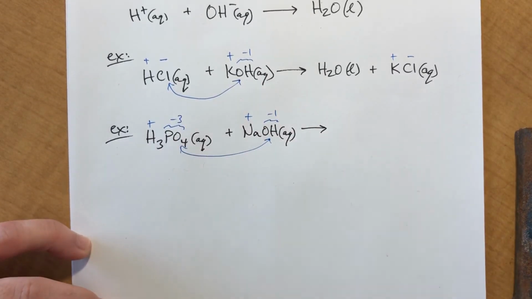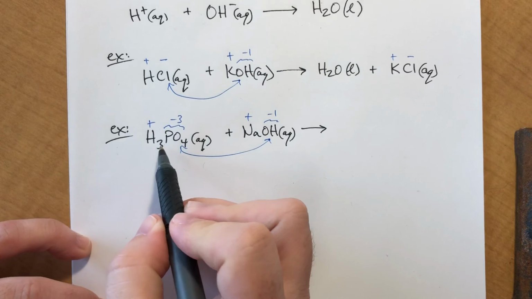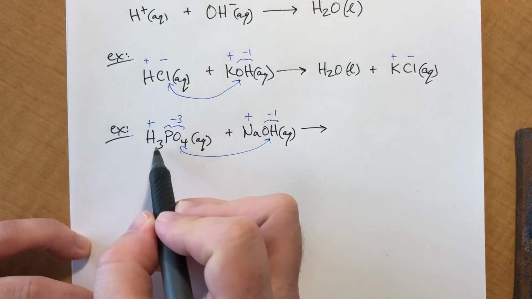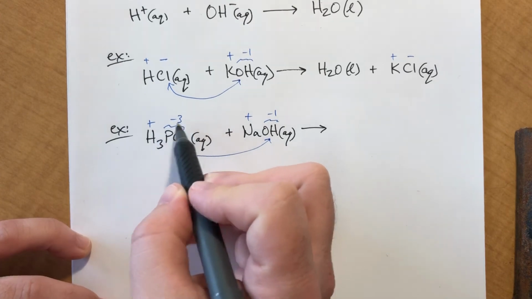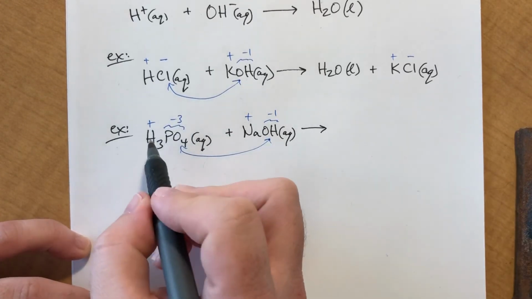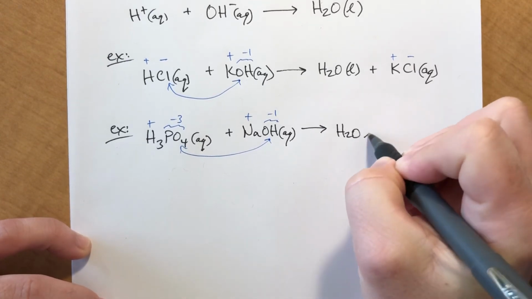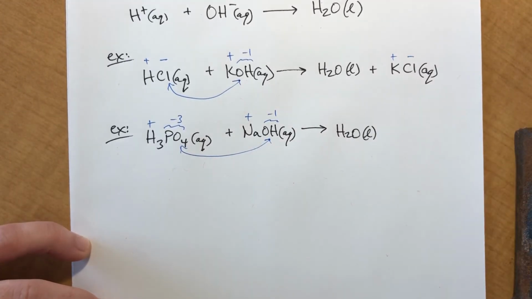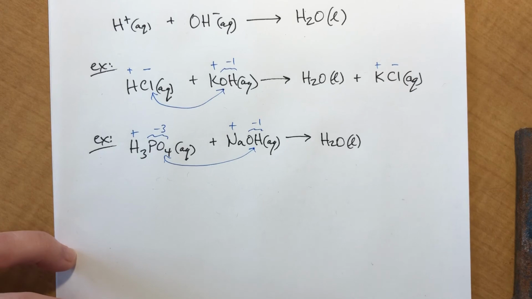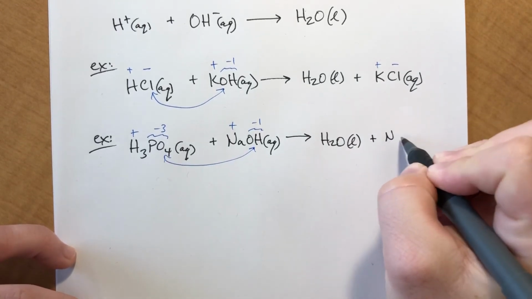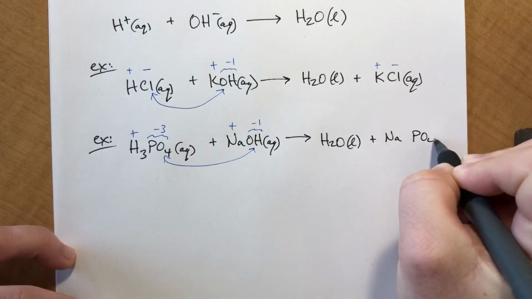H and OH make water. We bring over 1 of each. I am fully aware this is H3, but we only need to bring 1 over here. This 3 is here because it's connected to something that's -3. It may not be over here. So 1 H and 1 OH makes water. And I'm just going to go ahead and preemptively label it as a liquid. Okay. And then Na and PO4. You always write the positive thing first, cation, then anion.